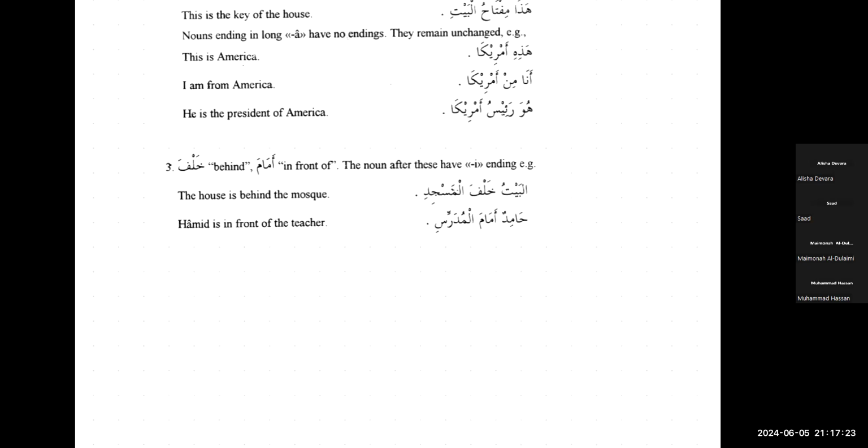Good. And this is how you're going to use it. This word does not have a dhamma. Look at it carefully. We said that nouns have dhammas. This one is not a noun. Amam means in front of, khalfa means behind. So the example here is al-baytu khalf al-masjid. The house is behind the masjid. Hamidun amam al-mudarrisi. Hamid is in front of the teacher. So that's something else we'll touch on.